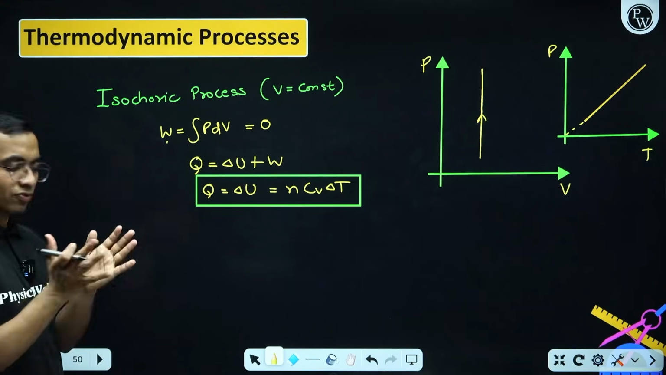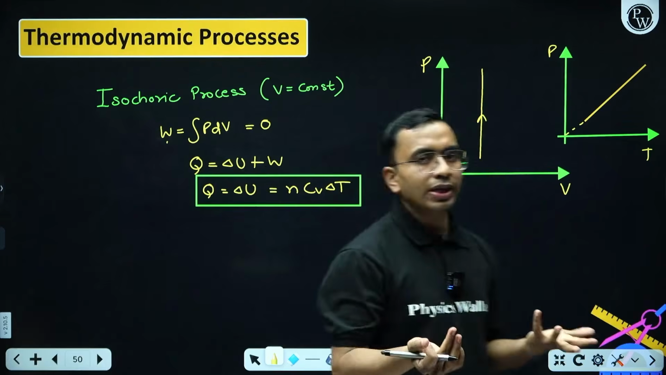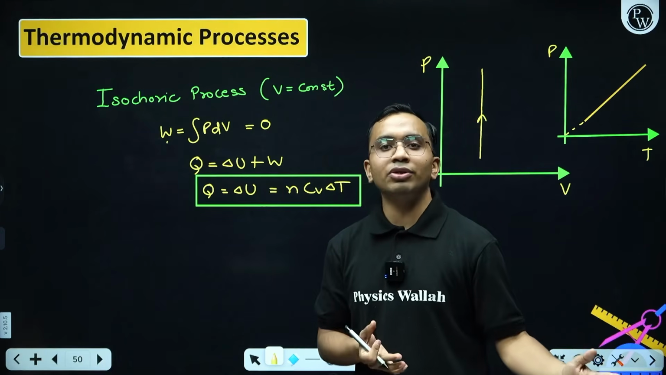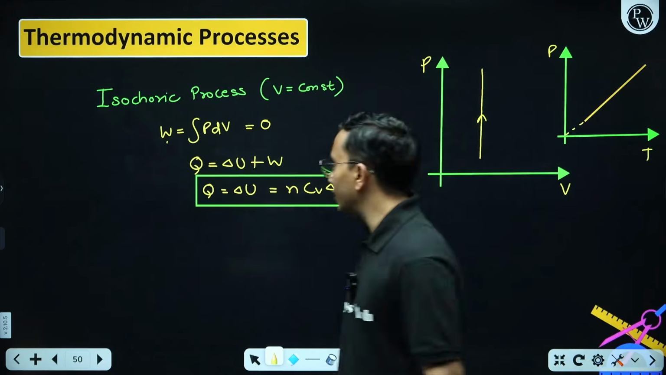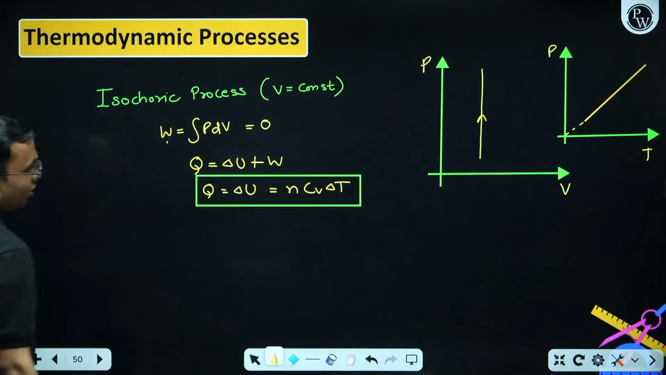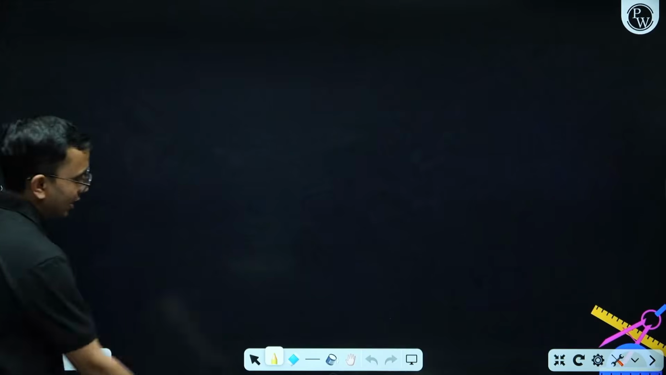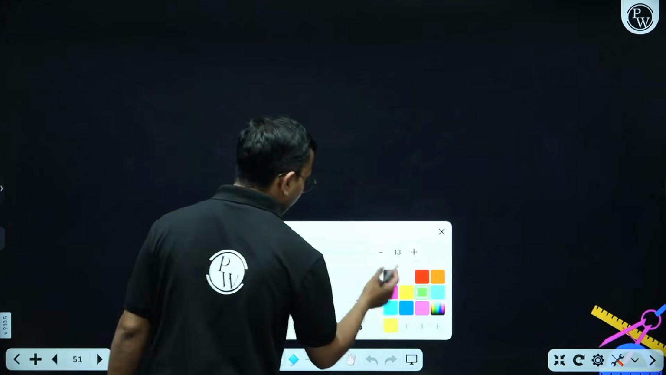In the isochoric process, work done by the gas is 0, and whatever heat you are giving goes as the change in the internal energy. 100% is going to the internal energy. No work is done by the gas. Now, let us talk about the second type of process, that is, the isobaric process.